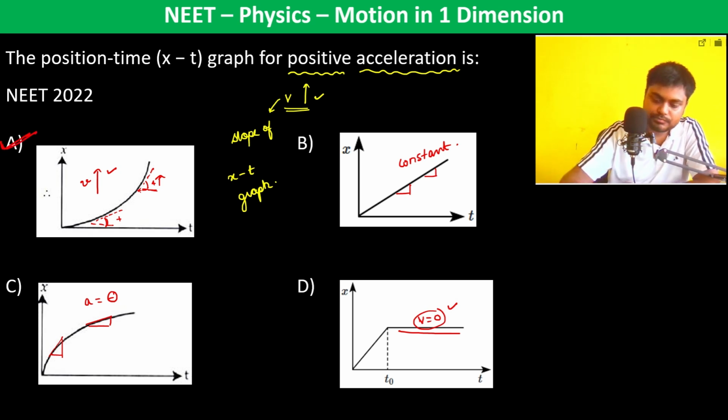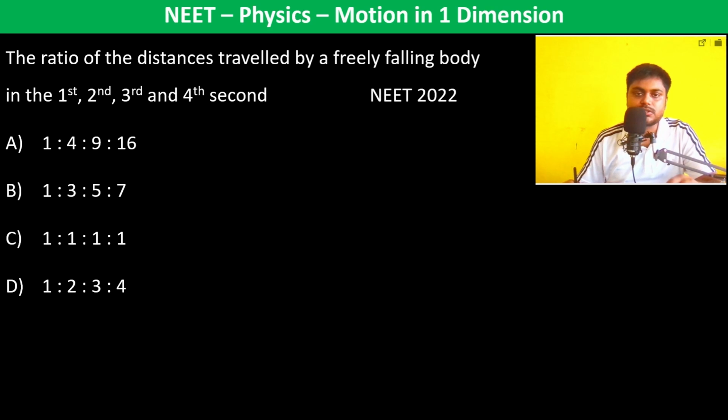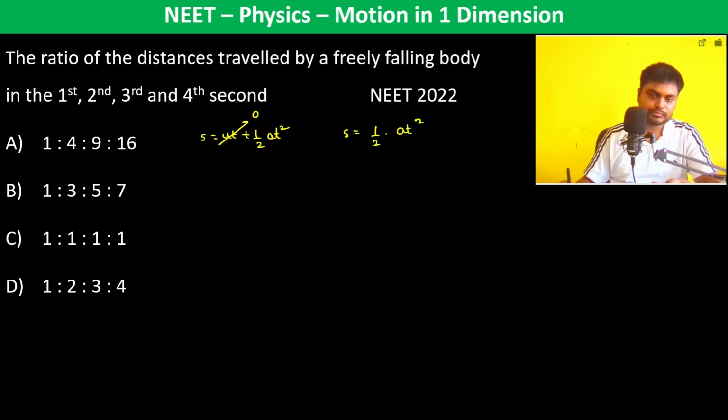Thank you. The ratio of the distances traveled by a freely falling body in the first, second, third and the fourth second. So for the freely falling body we have s equals ut plus half at square. Let us say the initial velocity is 0. So therefore s becomes simply half into a into t square.